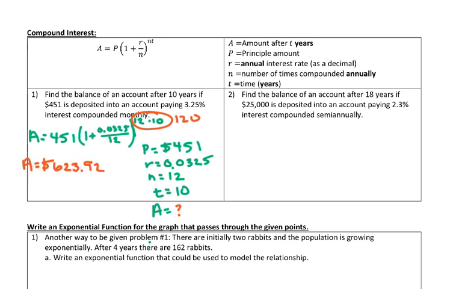If you punched that in correctly, you should get $623.92. Whenever we're dealing with money, you always want to make sure to round to the hundredths place, because that's how we talk about money, to the nearest cent. So make sure you do that. All right, so into the next one.